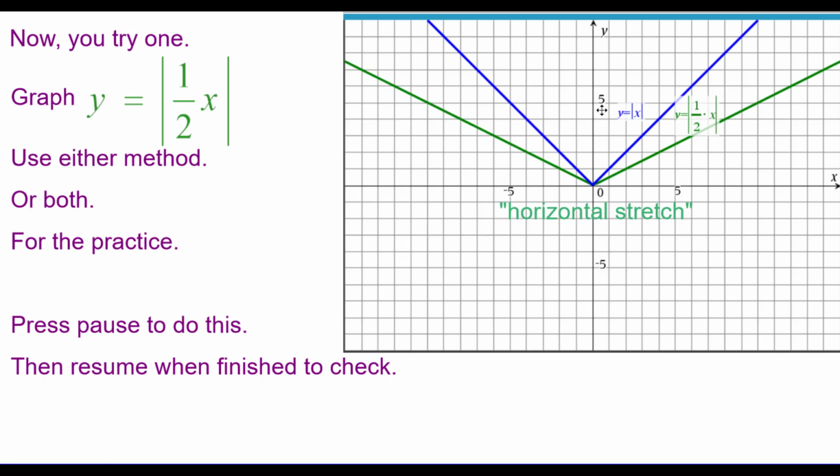And here's your answer. Notice in the green it is a horizontal stretch. Slopes are 1/2 and -1/2 for the green.